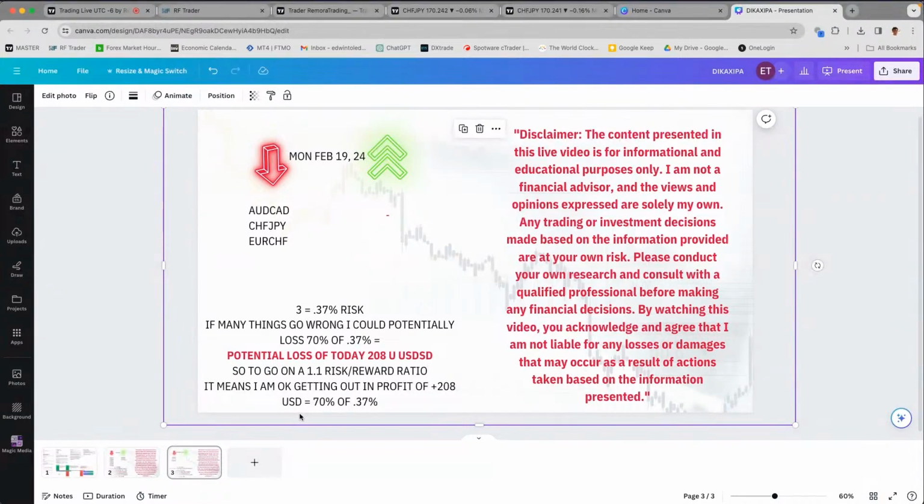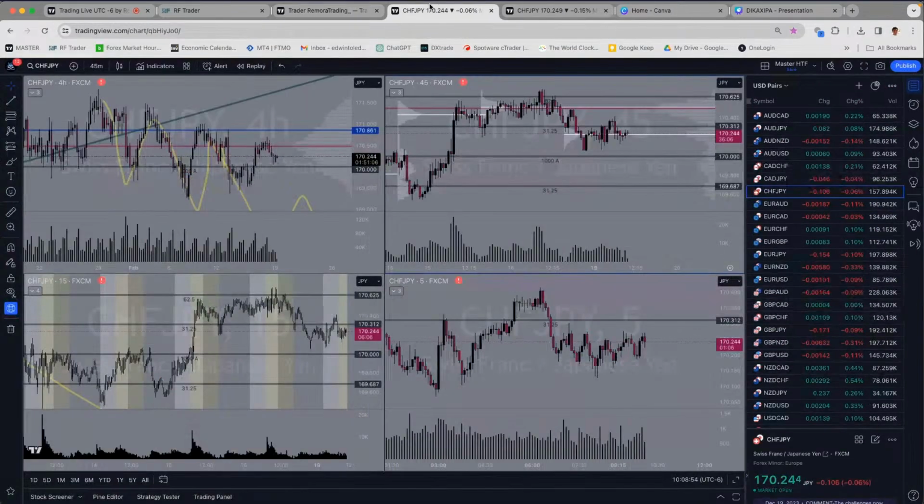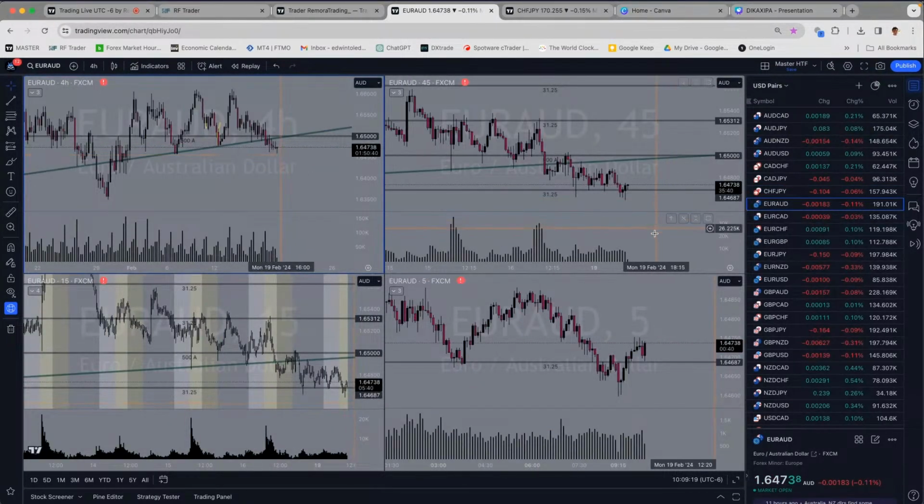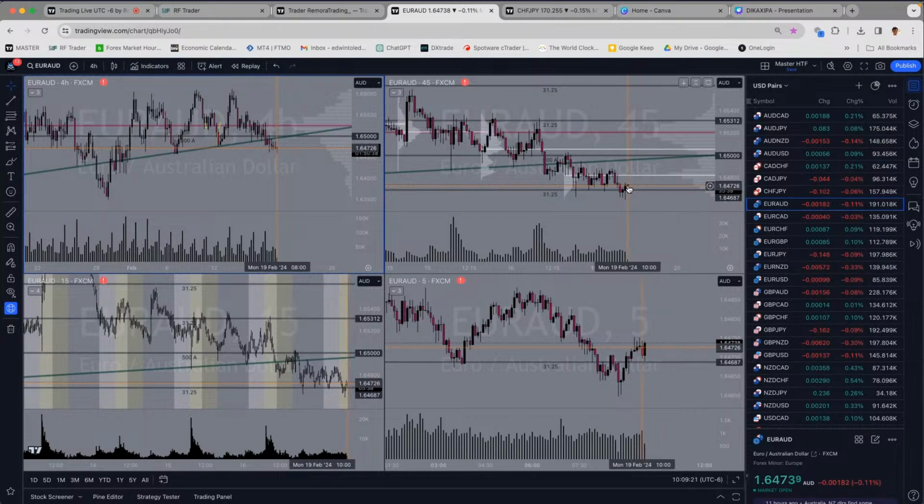I couldn't trade faster because I had the issue with FXCM: no real time data, or data vendor is investigating the issue. So prices stopped moving since 10:05. It seems to be working now. I don't know. It's funny.